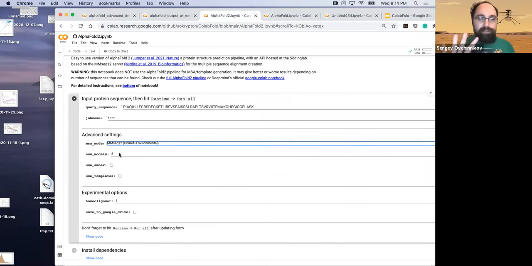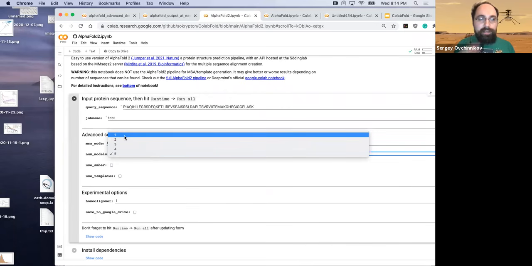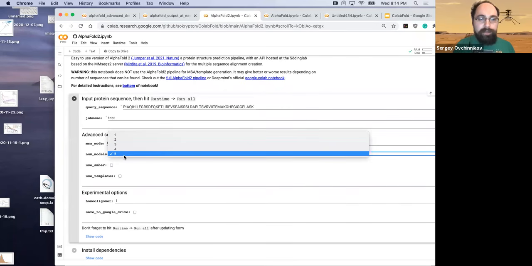AlphaFold actually trained 5 separate AlphaFold models. And so by default, we will run all 5. But if you're impatient, you're like, I want to see the result, just run one model, you can hit 1.